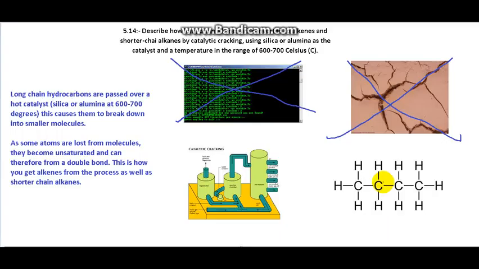So now, long chain hydrocarbons are passed over a hot catalyst. This causes them to break down into smaller molecules. As some atoms are lost from the molecules, they become unsaturated and can therefore form a double bond. This is how you get alkenes from the process, as well as shorter chain alkanes. So now there is a diagram there of a long chain alkane converted by cracking to a short one.